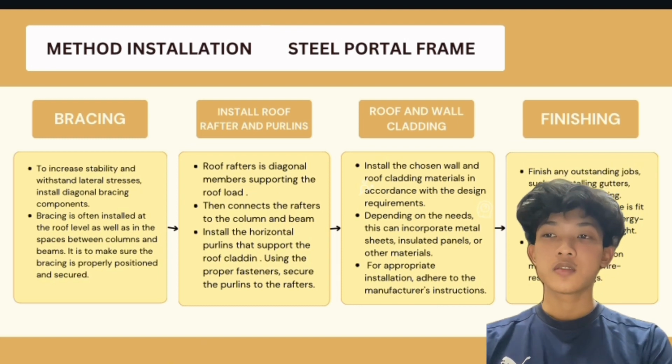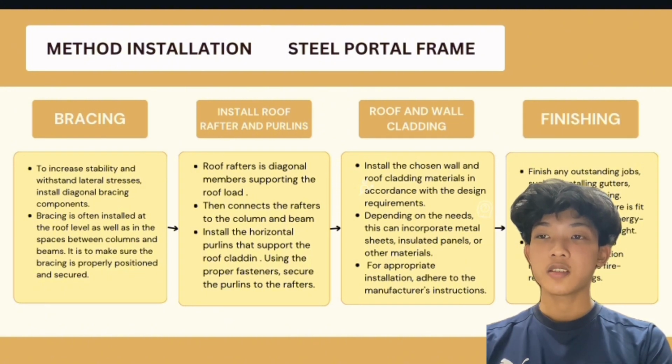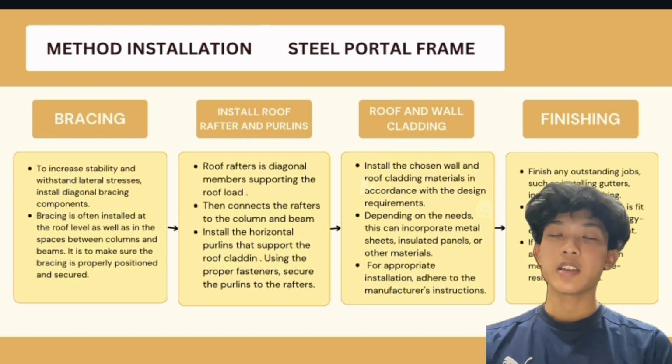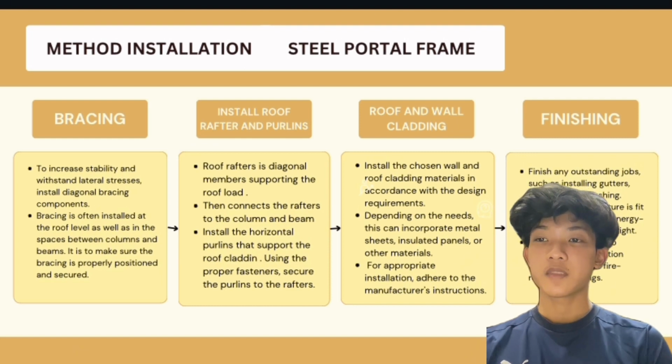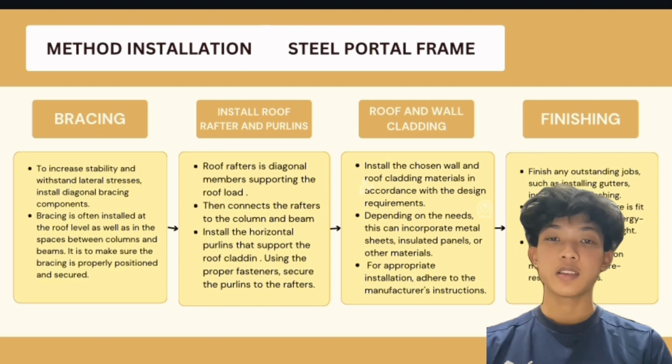We install the chosen wall and roof cladding materials in accordance with the design requirements, and depending on the needs, this can incorporate metal sheets, insulated panels or other materials.